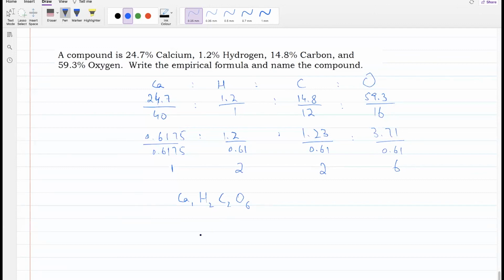And by the way, we can figure out that this can be CaHCO3 times 2. But this we write on our own. If you just give this answer, it's perfect. So the compound is calcium hydrogen carbonate or a combination of that.